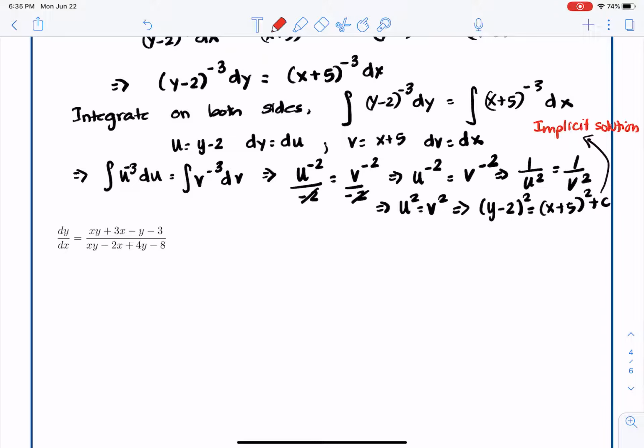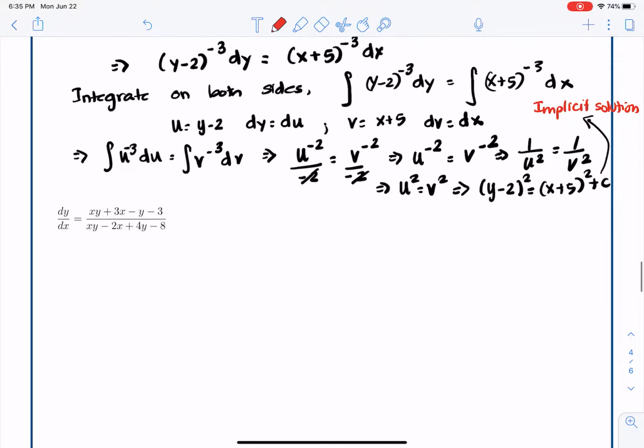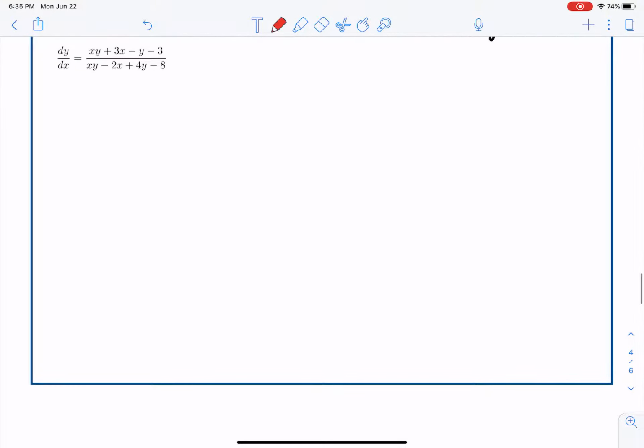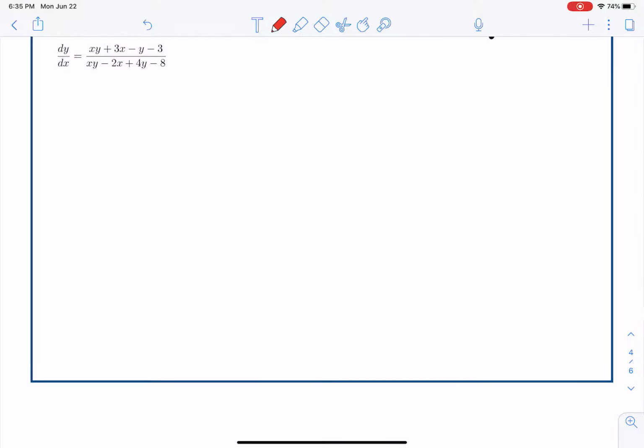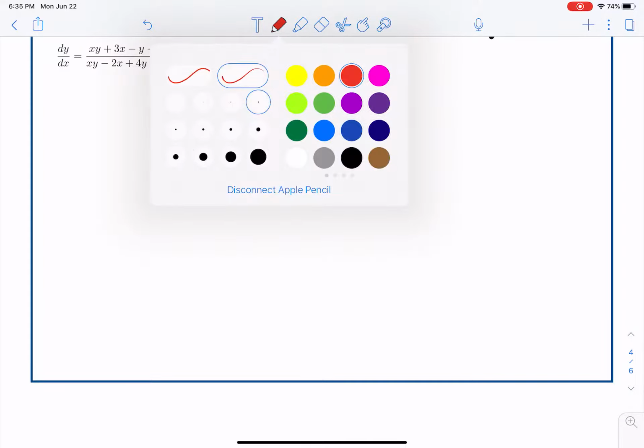Because if you FOIL the left hand side and move things to the right hand side, y squared would end up depending on y. So that would make it an implicit solution. So here is another problem, and this is also separable, even though it looks like it is not.